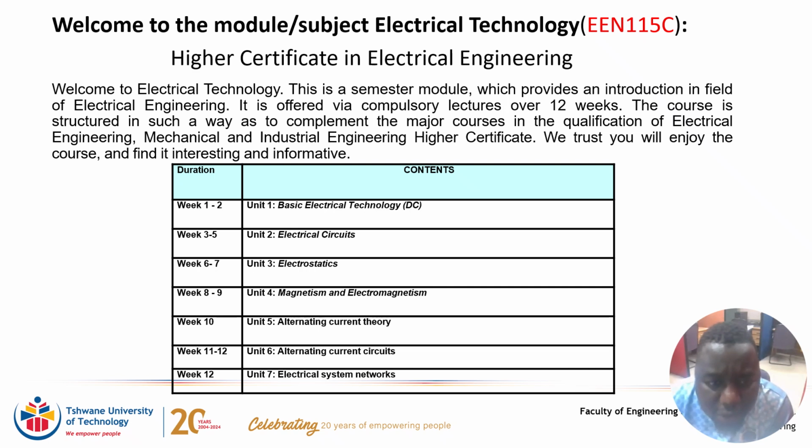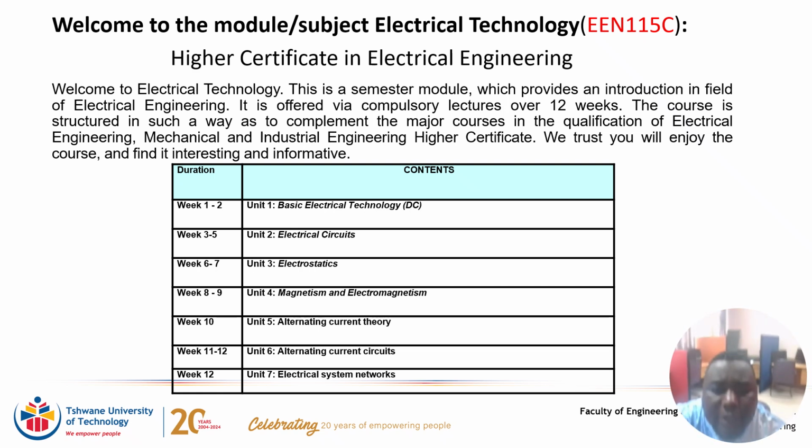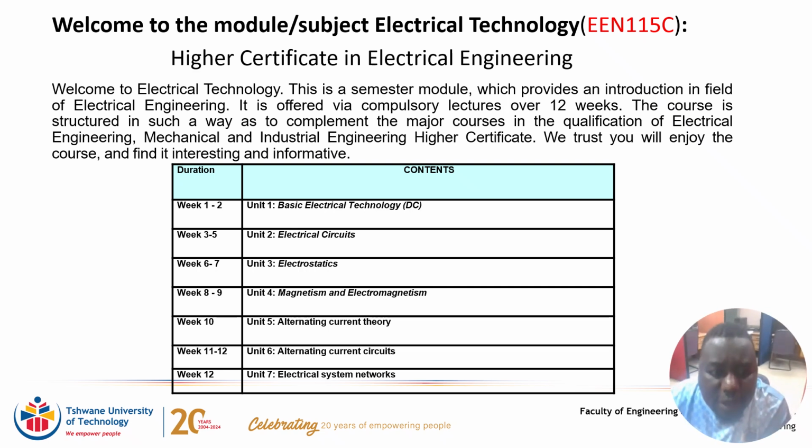Then between weeks 8 and 9, we'll be doing magnetism and electromagnetism. Then in week 10, we touch on alternating current theory. Then between weeks 11 and 12, we will be touching on alternating current circuits. Then lastly, we will deal with the electrical systems network.